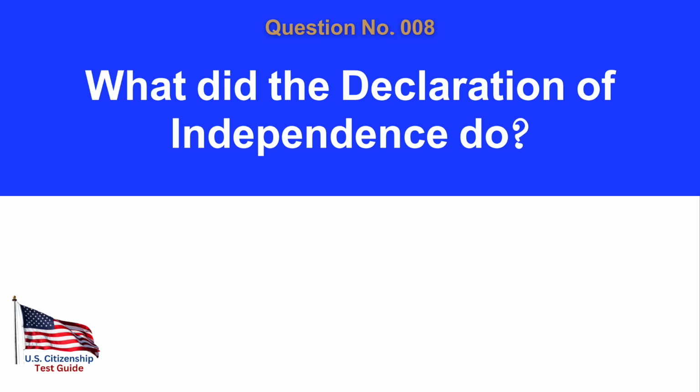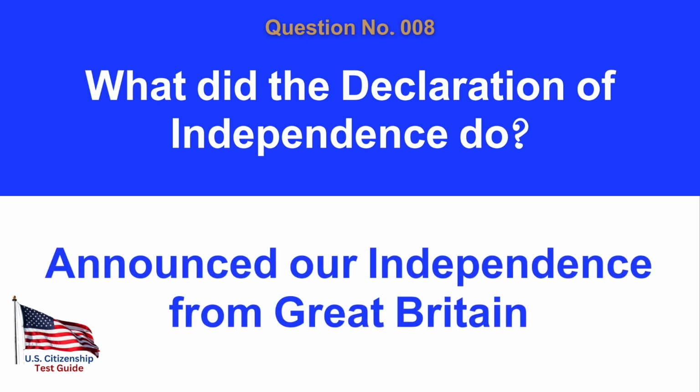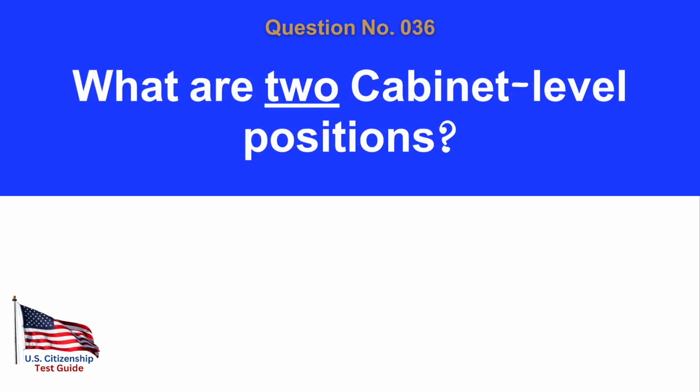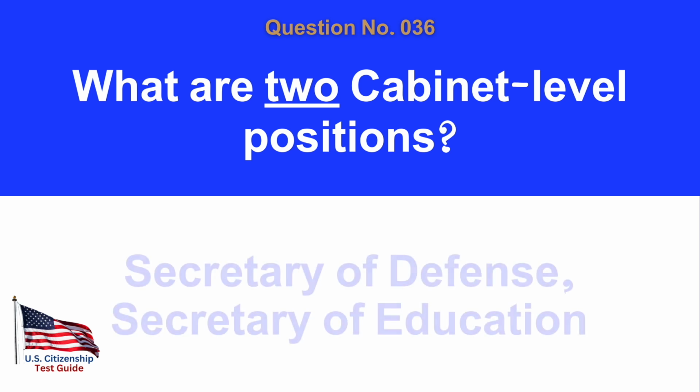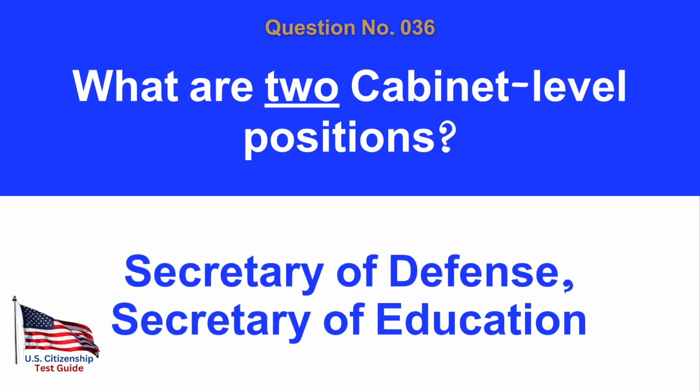What did the Declaration of Independence do? Announced our independence from Great Britain. What are two cabinet-level positions? Secretary of Defense, Secretary of Education.